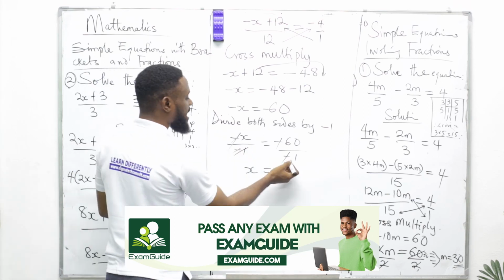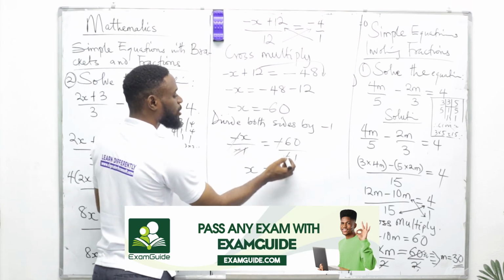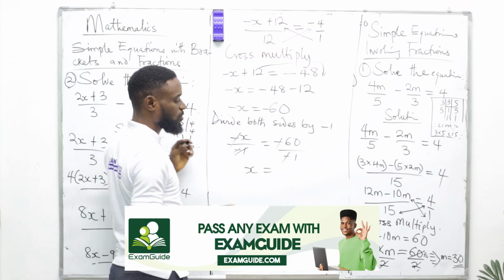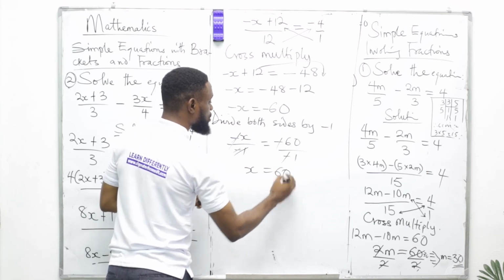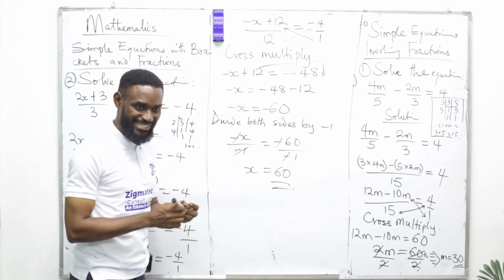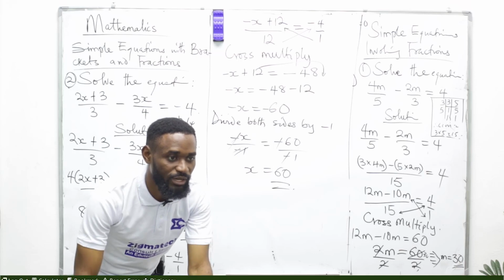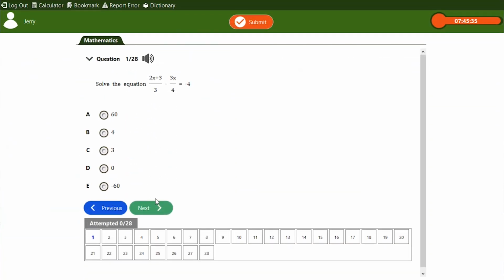All right. So here, minus divides minus, they will go off. Then 60 divided by 1 is 60. So x is equal to 60. All right. So if we look at this place, the answer is option A. Option A is our right answer there. All right.